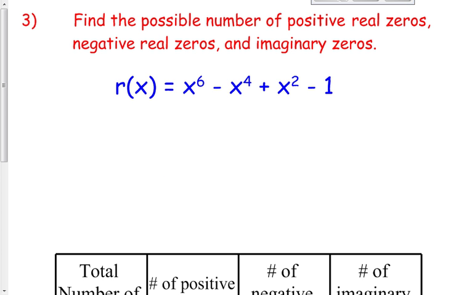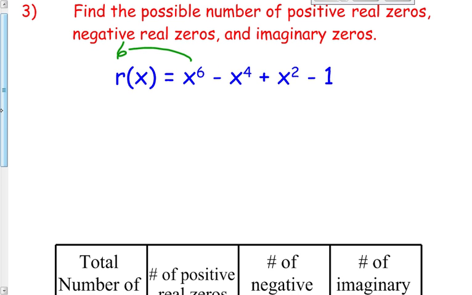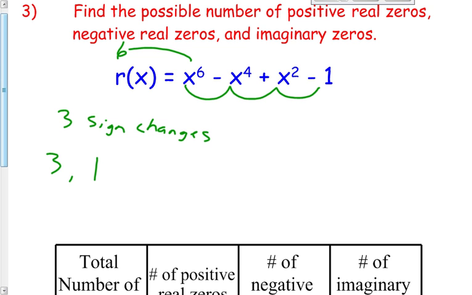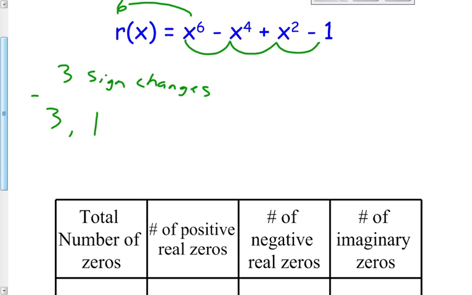Let's practice another one. So this one, there are 6 total zeros. So if I know that there's 6 total zeros, how many of them are positive? There's 1, 2, 3 sign changes. So if there are 3 sign changes, I know that I am going to have 3 or 1 positive real zeros. 3 or 1. So now let's do r of negative x.